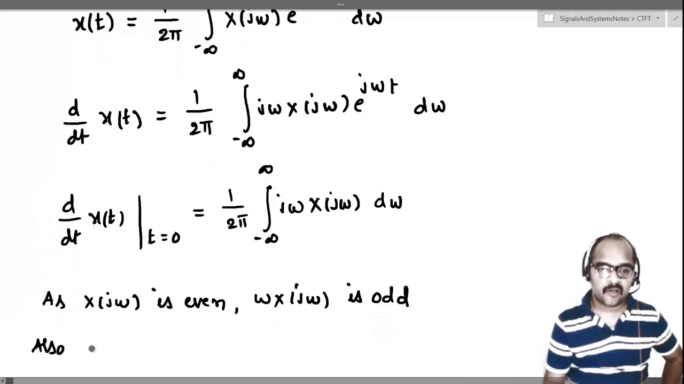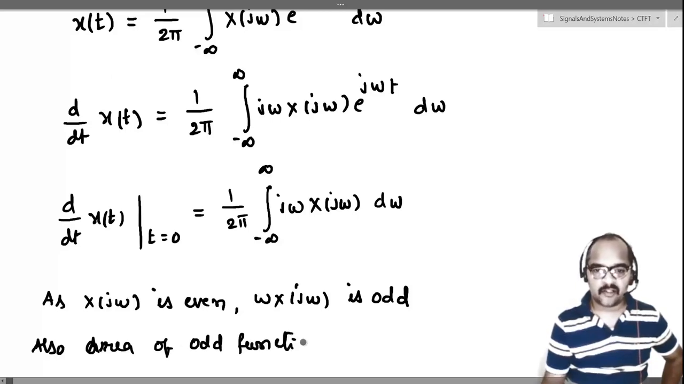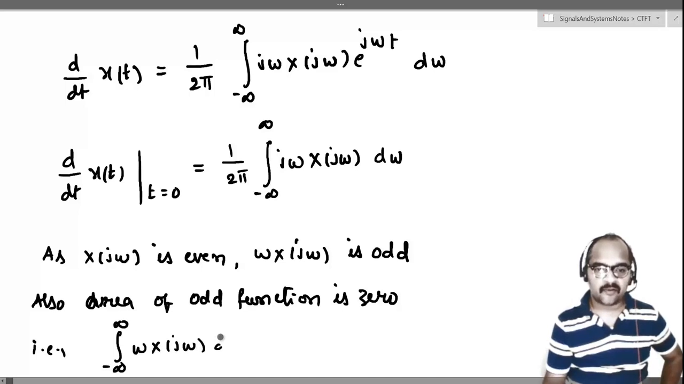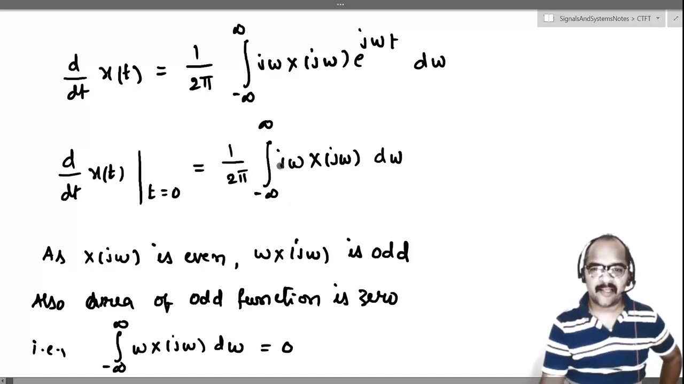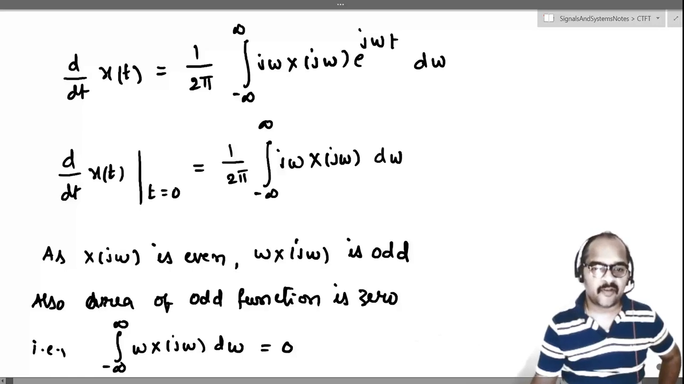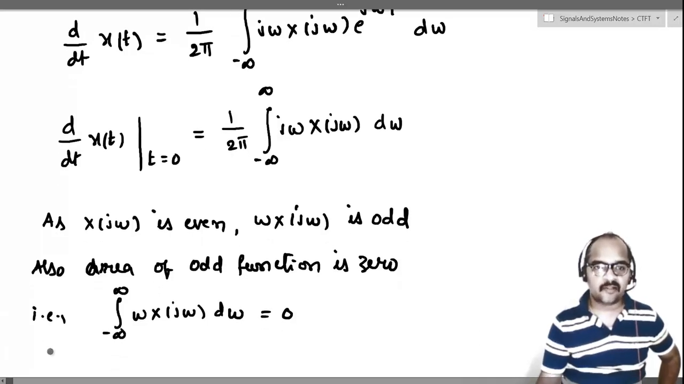Also, the area of an odd function is 0. Correct? So what does it mean? That is, integral from minus infinity to infinity of ω times X(jω) dω is equal to 0. j is there, that is a scaling factor, you can take it out. So the integral of ω times X(jω) dω, we got that to be 0. So this implies what?